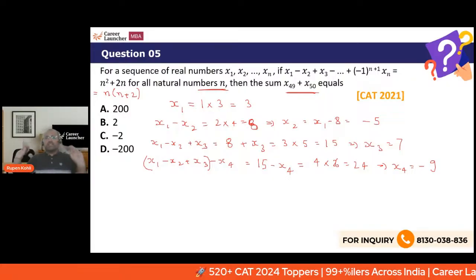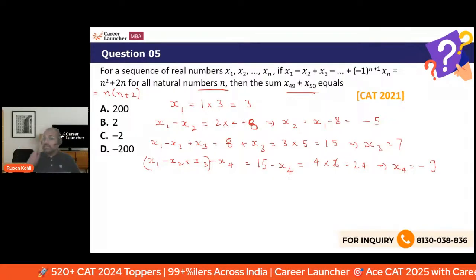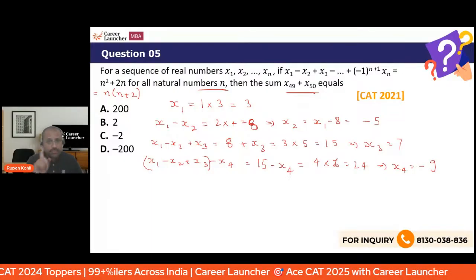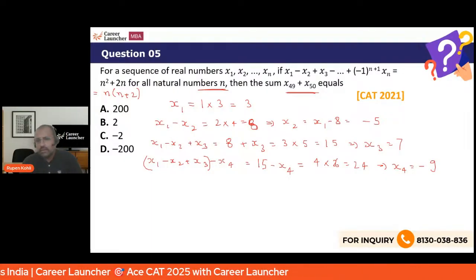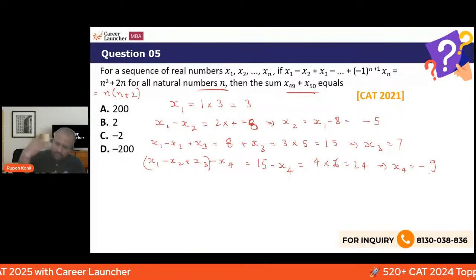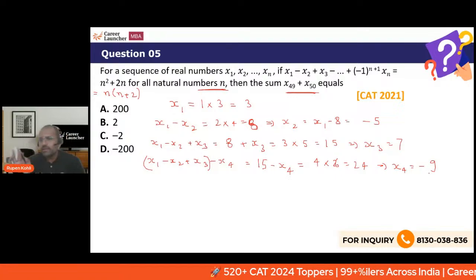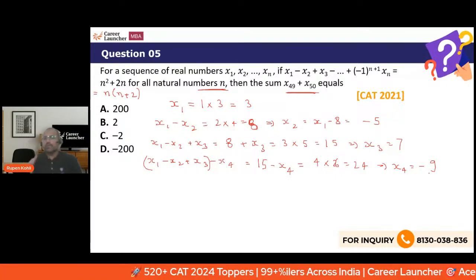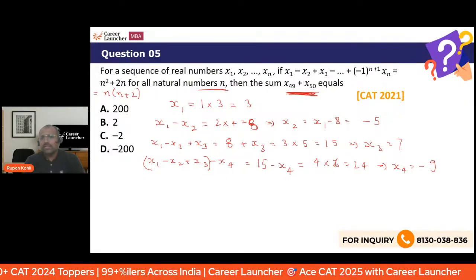Now the pattern is definitely clear. It is the odd numbers starting from 3, not from 1, with alternate plus and minus signs: 3, minus 5, 7, minus 9. You can check the next one: the next term is 11, then minus 13, and so on. So what is our job? Our job is to find the sum of the 49th and 50th terms.